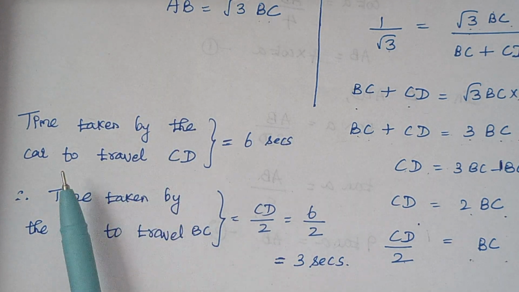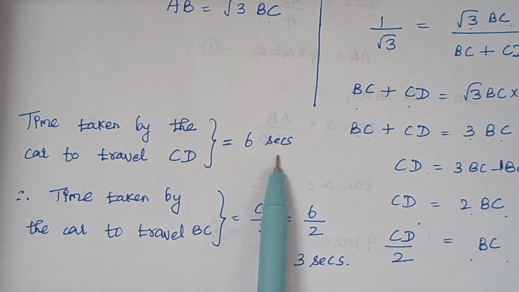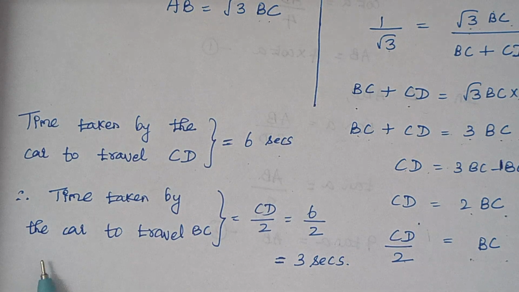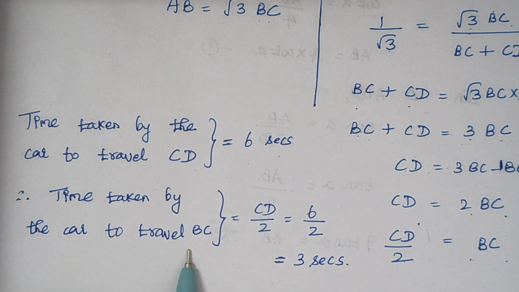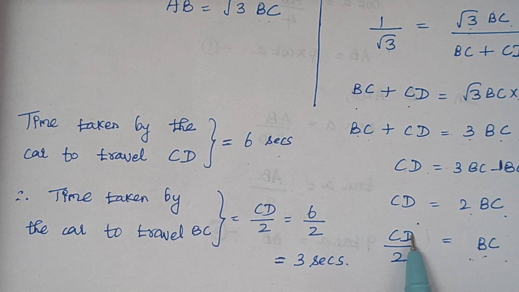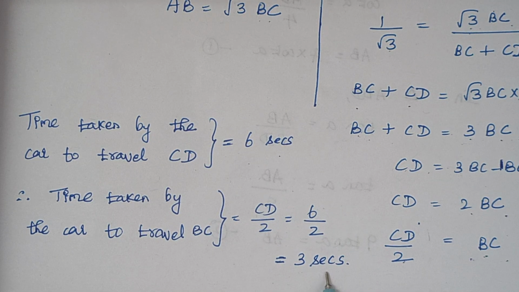So, time taken by the car to travel CD is 6 seconds, right? Here, we have to find the time taken by the car to travel BC. So, what is BC? BC is nothing but CD by 2. Here CD is 6 seconds, so 6 by 2 is 3 seconds, right?